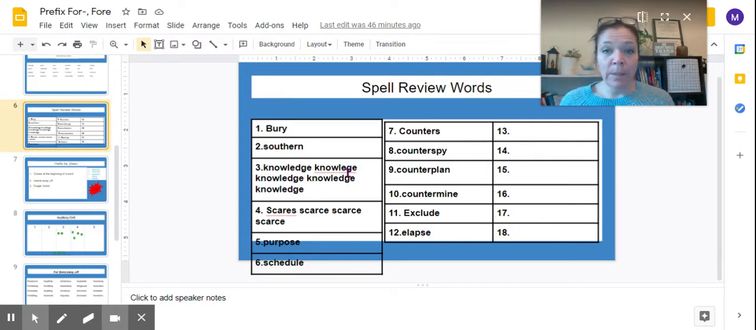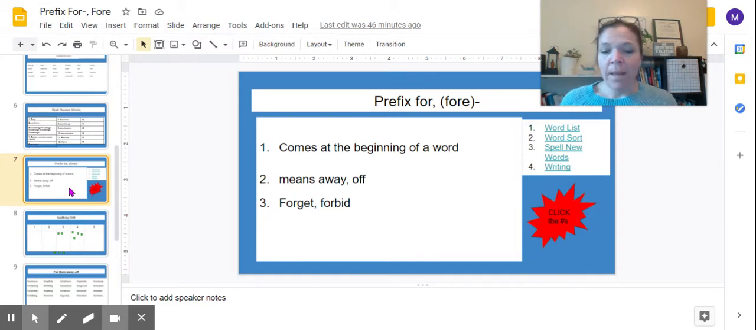So I look at the spelling and I see what they're doing well with, but now I introduce new material. The new material is "for," and it comes at the beginning of the word, and it means away and off. The keywords are forget and forbid. So we talk about forget and we talk about forbid, and how bid means you wish something or you're asking of something, and when you put the "for" in, it means away or off. Like, I forbid you to do something.